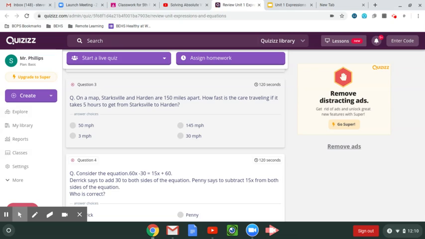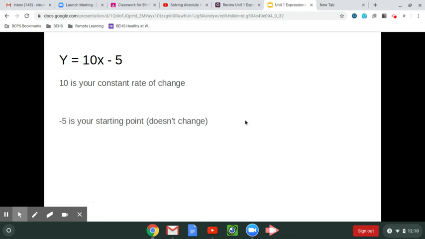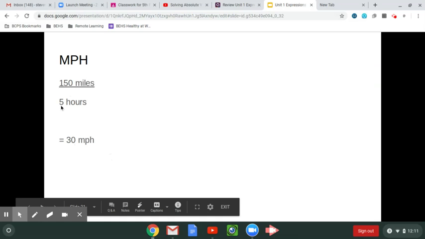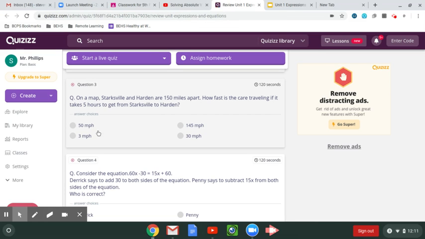We are just thinking of a simple division expression here, like so. If you traveled 150 miles in 5 hours, you would be traveling 150 divided by 5, which is 30 miles per hour. So if I'm looking at my options, I got 53, 145, and 30. My answer would be 30.